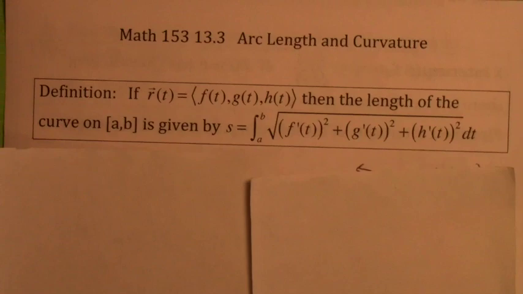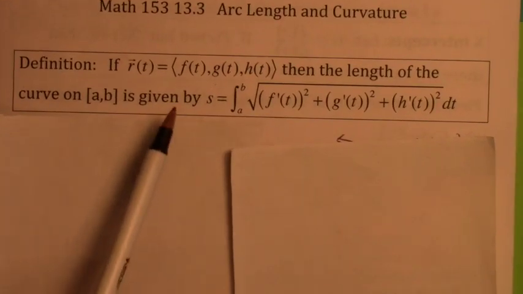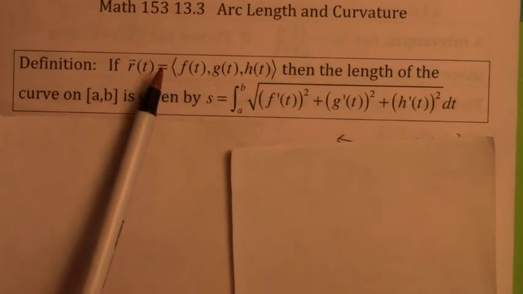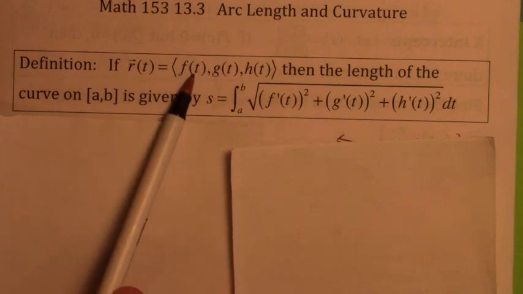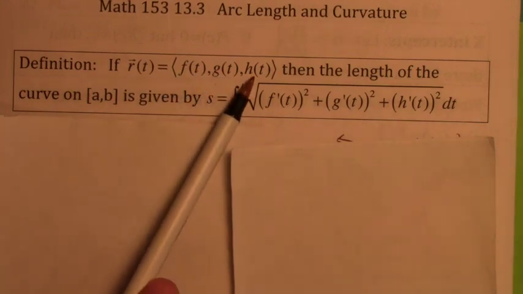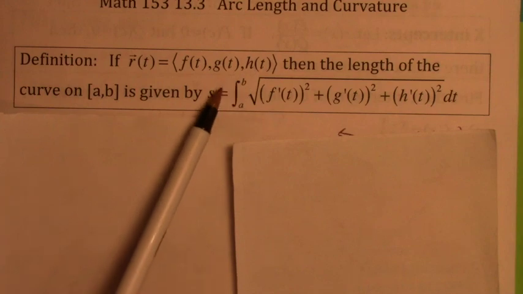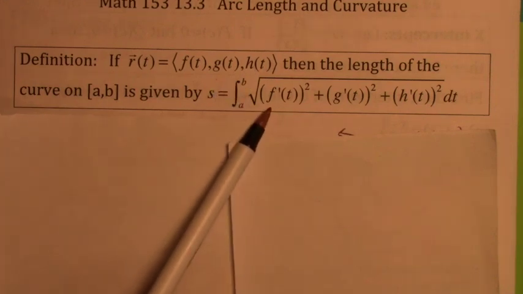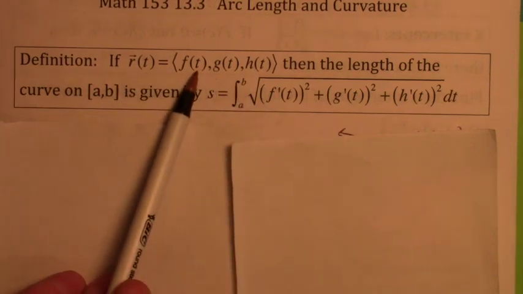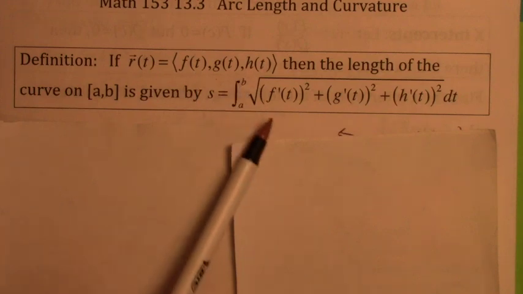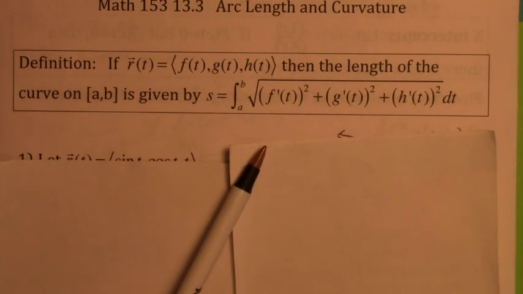We've already seen arc length in chapter 10, I believe, when you have a parametric curve given by x equals f of t, y equals g of t, and z equals h of t. The length of the curve from A to B is given by this formula. Well, isn't a vector function really the same thing as a parametric curve? So this shouldn't be too surprising.